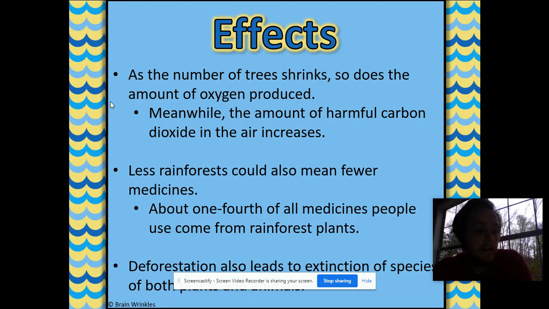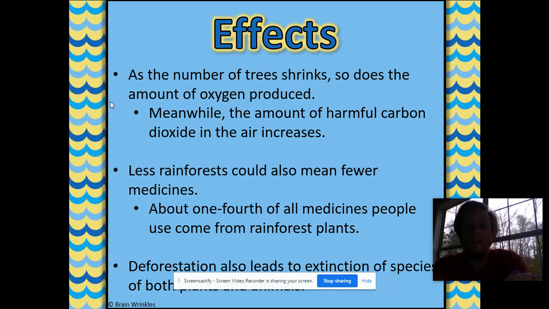All right, moving on to the effects box for deforestation. The effects, you're going to have 3 bullet points here. As the number of trees shrinks, so does the amount of oxygen produced. Meanwhile, the amount of harmful carbon dioxide in the air increases. So the first bullet point you need to write down under effects is: as the number of trees shrinks, so does the amount of oxygen produced.